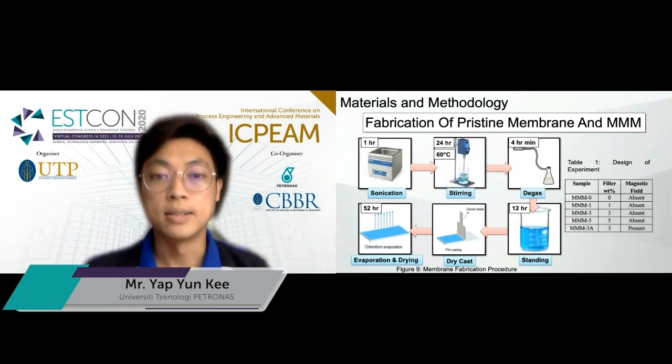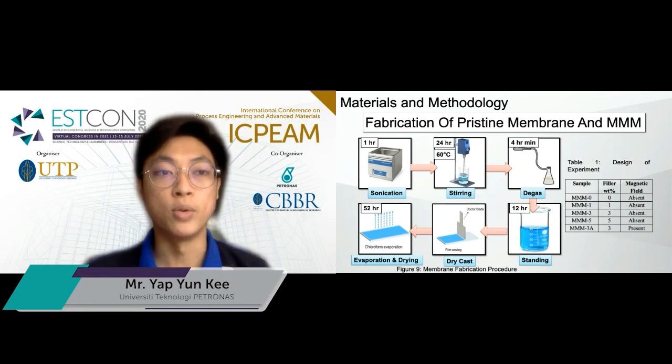Next, you can see table 1, which is the design of experiment. We have 5 sets of samples right here. MM0 is the pristine one whereby there is no magnetic field. The 1, 3, 5 represent the 3 different weight loadings of filler that we incorporated into the membrane. MM3A represents the same filler loading of 3 weight percent of the filler.